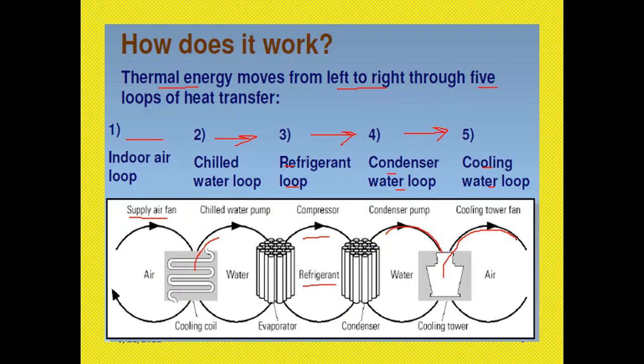So it has 5 looping processes. One is the indoor air loop, then the chilled water loop, refrigerant loop, condenser water loop, and cooling water loop. So like this we have 5 processes where the thermal energy is moving from process 1 to process 5. Understood? In this way the refrigeration process works.